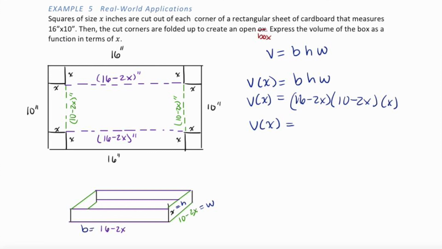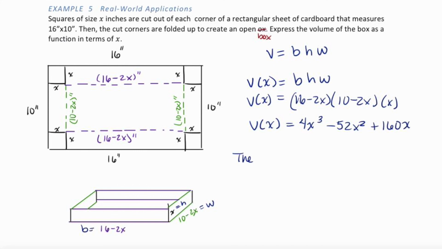please take a moment here and pause the video to multiply this all out. Now that you've paused the video and worked this out, verify that your final expression looks like mine. This can be written as 4x cubed minus 52x squared plus 160x.